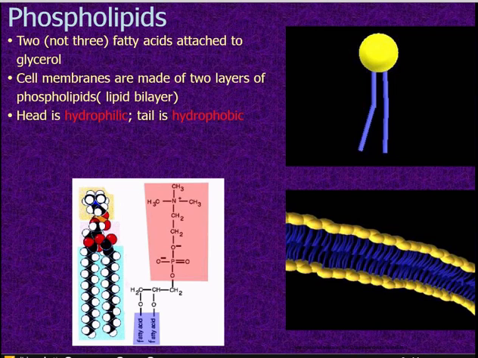Okay, so the heads tend to point toward the water on the outside or toward the water on the inside of the cell. The tails are hydrophobic. They're made of lipids, they're fatty acids. They don't like to be near water, so they automatically orient themselves inward into the cell membrane. And that's it.